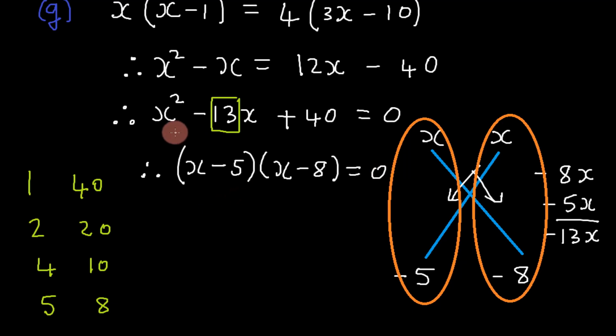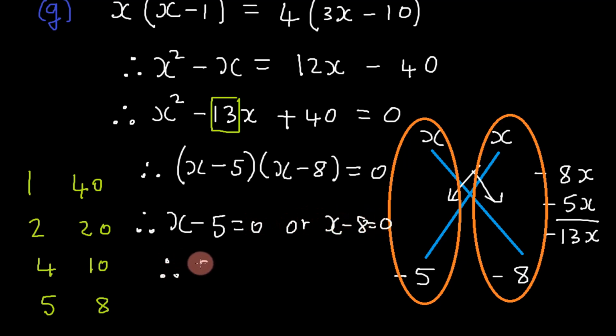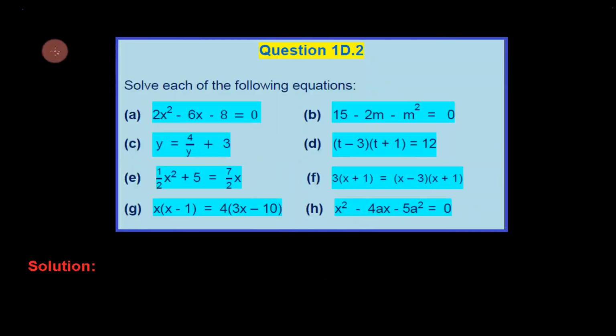Let's check mentally that we get back the original equation. X times x is x squared. Negative 5 times negative 8 is positive 40. Then our middle term will be negative 5x minus 8x, which is negative 13x. Using the zero product rule, and solving for x, x is 5 or x is 8. Let's solve the last equation.